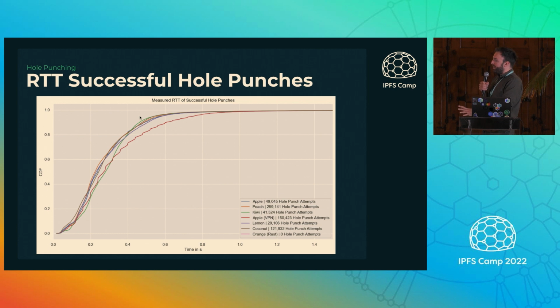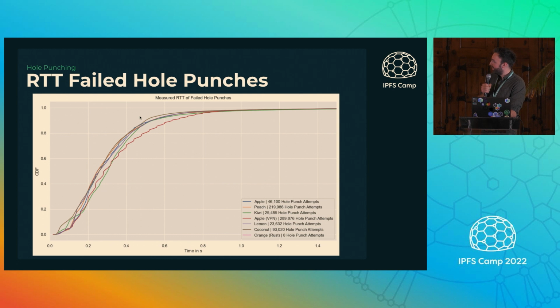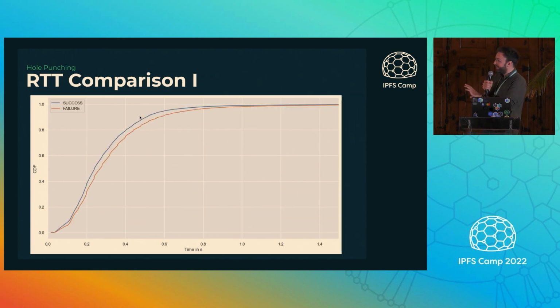So this is a CDF of the round trip times for successful hole punches. On the x-axis we have the time in seconds, and on the y-axis how many hole punches that succeeded had this specific round trip time. I don't think it's relevant to look at the exact numbers here. So just compare it with the failed hole punches. Okay, also hard to see. This is just everything added up.